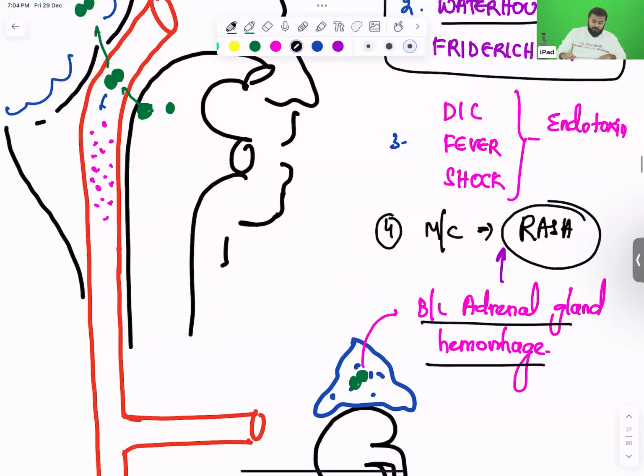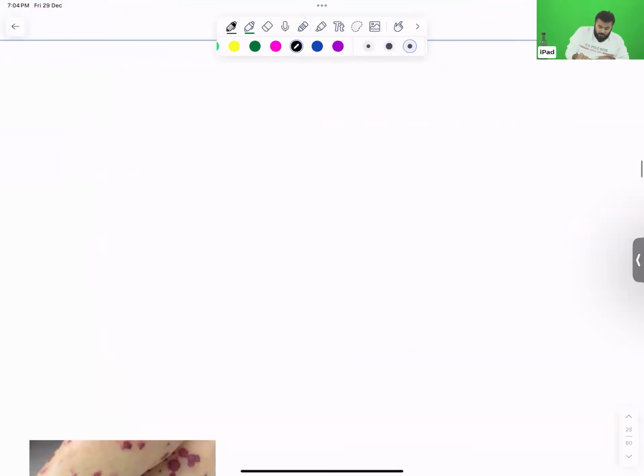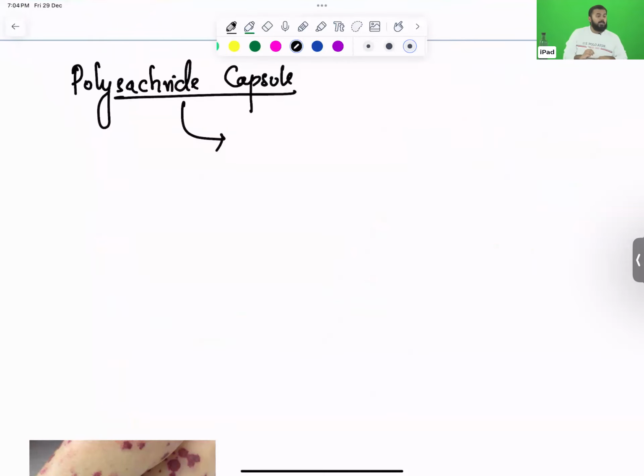The last point before we finish up this topic is, let us discuss about polysaccharide capsule here. The capsule is made up of polysaccharide, maine bataya tha na? Now, you might get a doubt, when it comes to polysaccharide capsule, how many types of polysaccharide capsules are present in this bacteria? There are 13 sero groups. You call them as sero groups. Out of these 13 sero groups, which sero groups will cause a disease to you?